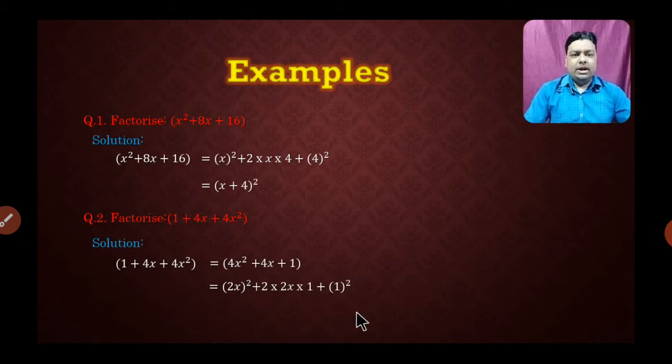Okay. Now we will check using the formula a² + 2ab + b². Now a will be 2x, b will be 1. Now 2 into 2x into 1, it will be 4x. Now it is matching. It means it is in the form of a² + 2ab + b², all positive already given. Okay. So we can write it in the form (a + b) whole square. Now here a is 2x and b is 1. So we can write (2x + 1) whole square.